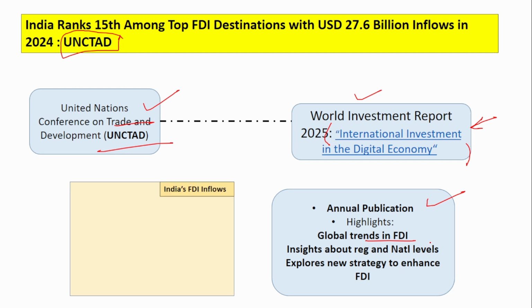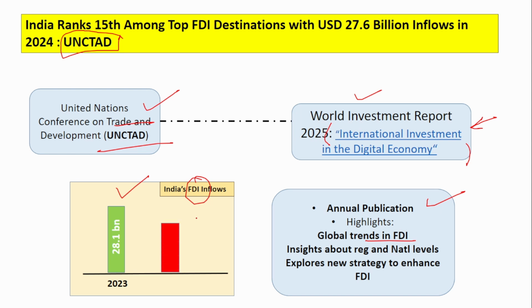With respect to India, India's foreign direct investment inflows in 2023 were 28.1 billion, but it has reduced a little bit in 2024, to 27.6 billion. So previously 28, now it has been reduced to 27.6 billion, a decrease of 1.9%.